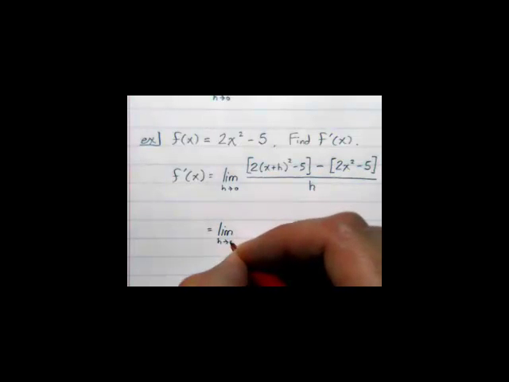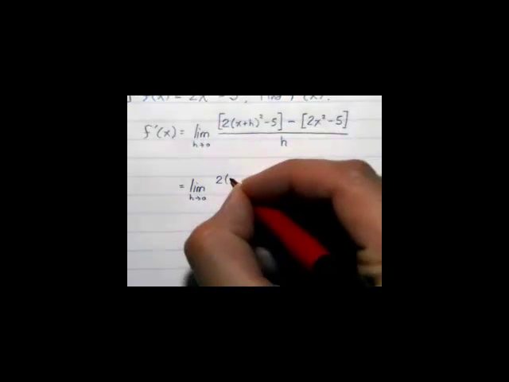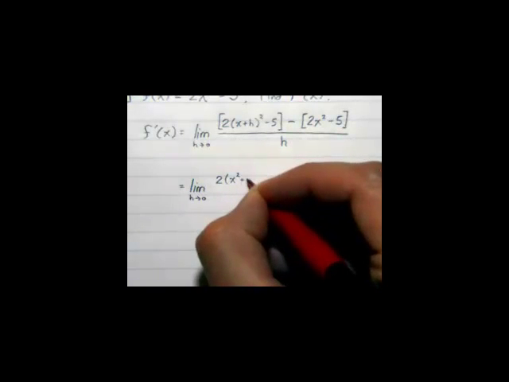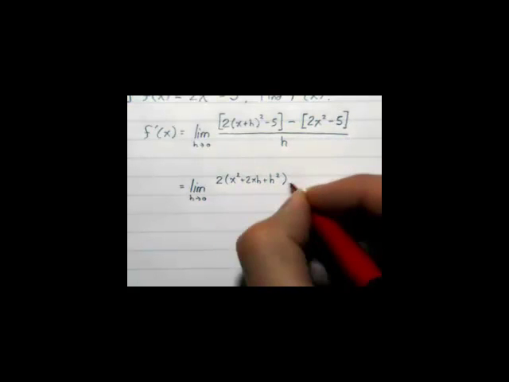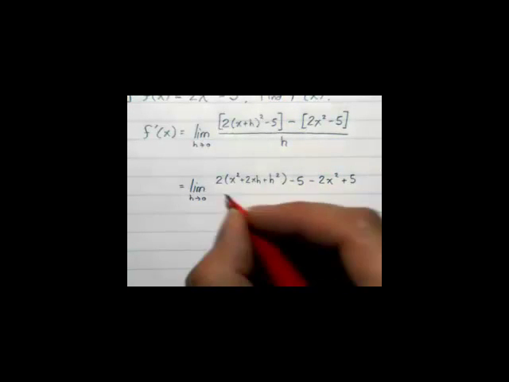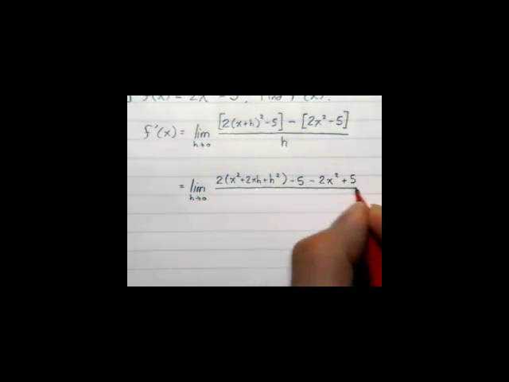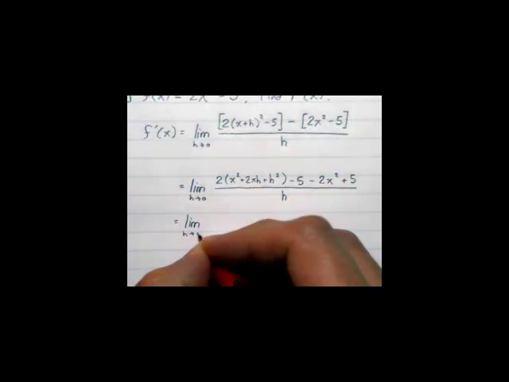So we got the limit as h goes to 0. Let's see, if I multiply that all out, I'm going to have 2 times x squared plus 2xh plus h squared minus 5, and then I'm going to distribute that negative, so minus 2x squared plus 5, all divided by h. And then I got to distribute that too real quick, so let's do that real fast and check to see what we got.